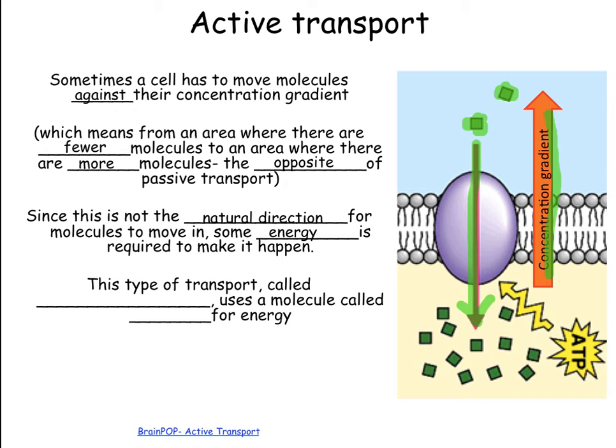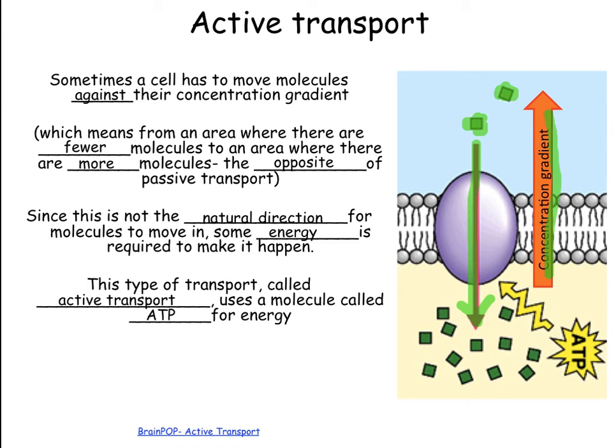This type of transport is called active transport, and it uses a molecule called ATP for energy. We have mentioned ATP before when we talked about mitochondria and how they convert food into energy. And we will talk more in depth about this important molecule, ATP, in the next section.